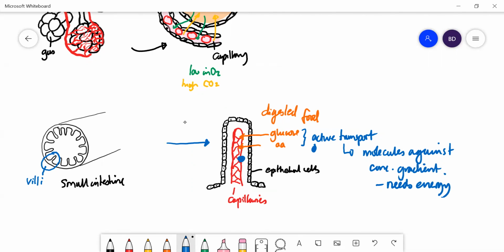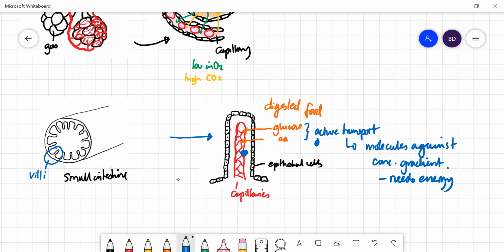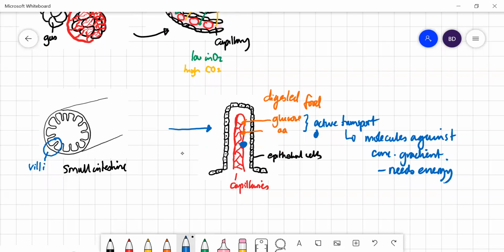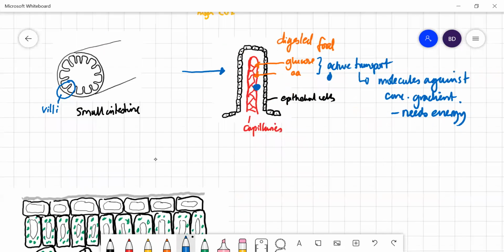So if you want to make them go against the concentration gradient, you need energy, and the gut does that to squeeze the very last glucose and amino acids and goodness out of what's in the small intestine and get that into the bloodstream. Okay, so there's an example of active transport happening at the same time as diffusion. Right, let's look at some plant examples here then.